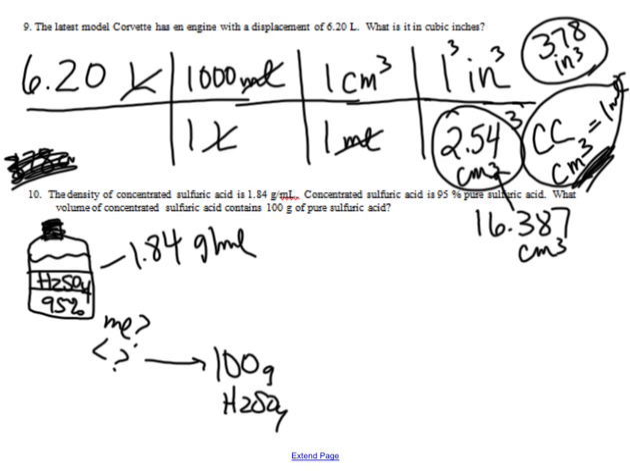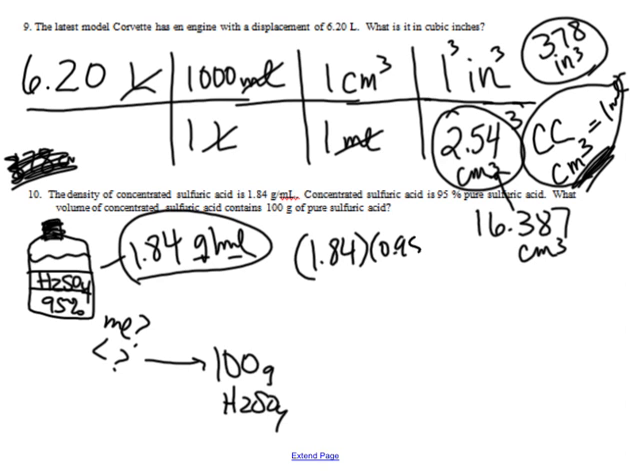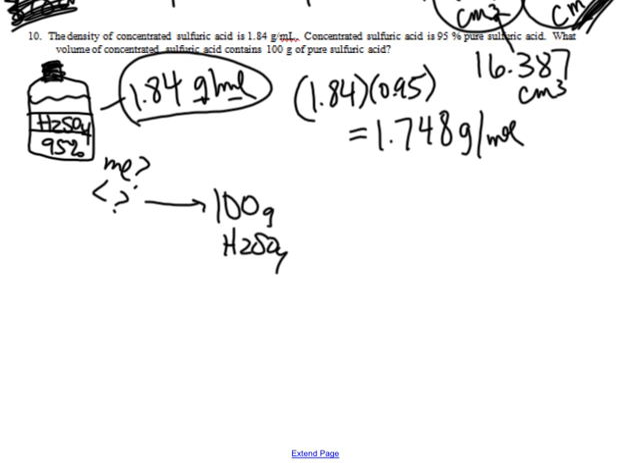The density. So you can do it this way. Well, let me do it the way that's in my head first, and then we can set up a proportion. I know this is 95% pure. So only 95% of this gram per mil is actually sulfuric acid. How do I find 95% of something? Multiply by 0.95. So 1.84 times 0.95 will give me how many grams per mil I actually have, which is what? 1.748 grams per mil is actually the amount that I have.